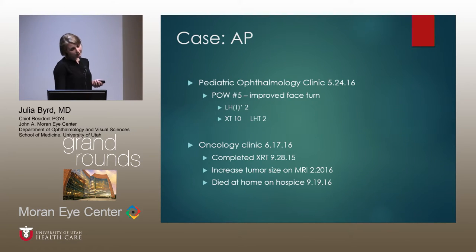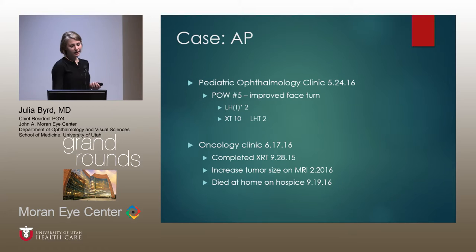On her 5-week follow-up, she did have an improved face turn and a little bit of near intermittent hypertropia and a little bit of exotropia in primary position, but overall her parents felt like this was a great improvement. But unfortunately, around February, she did have increased tumor size on her MRI, and then she was put on hospice and did pass away. It's a really sad case.